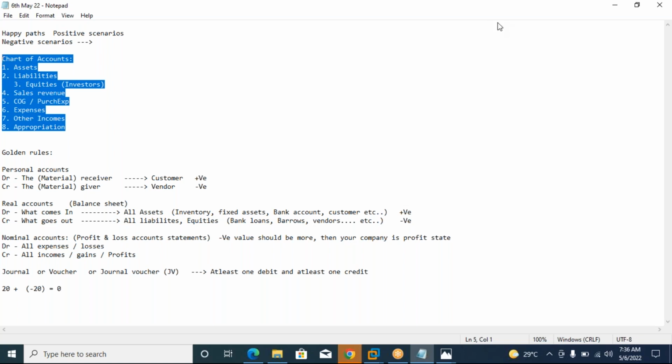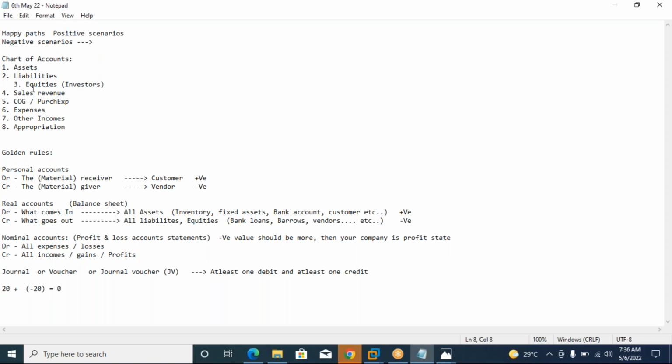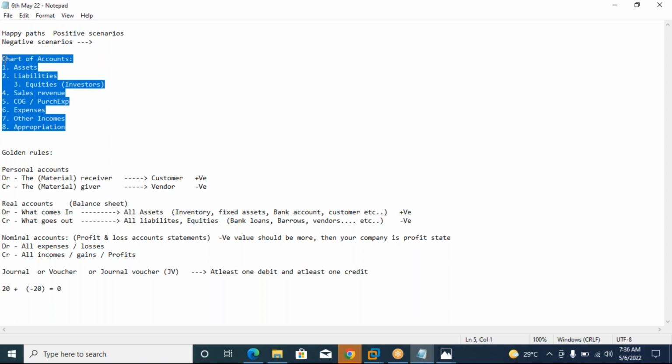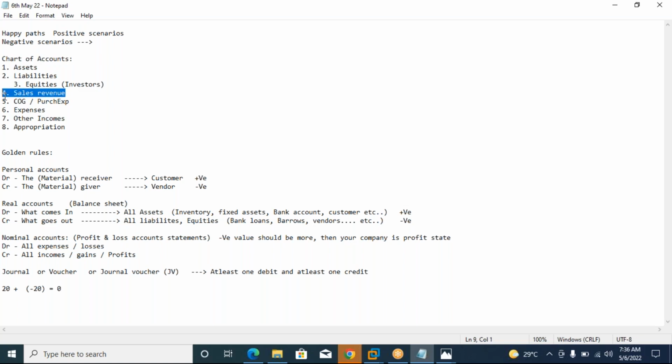chart of accounts means, I'm telling you, 1 assets, 2 liabilities, 3 equities, 4 revenue, 5 cost of goods, 6 expenses, 7 other incomes, 8 appropriation. You need to learn this in this manner. Later, whenever you are implementing in any client, he is telling like 1 means sales revenue. You should not argue, saying, no, Satya sir explained 1 is assets. No, this is not a rule.